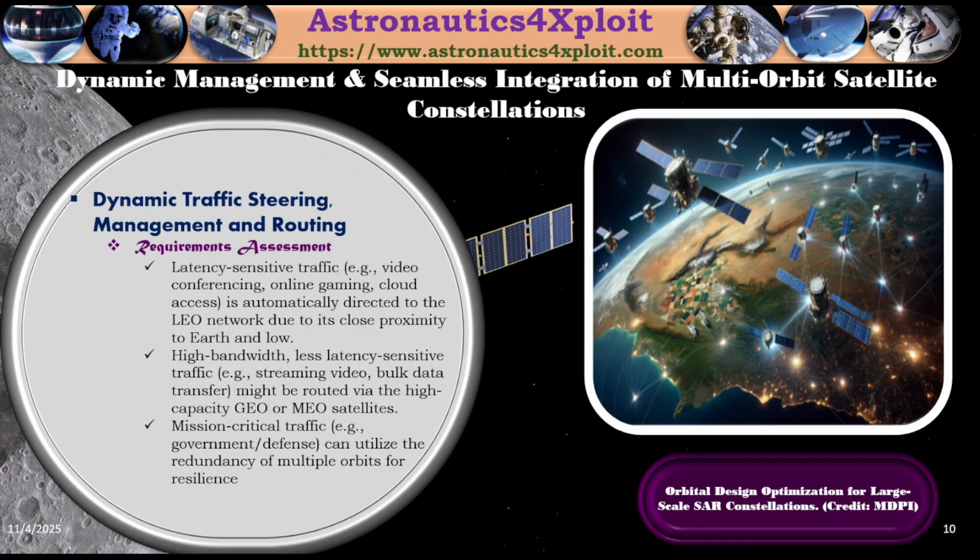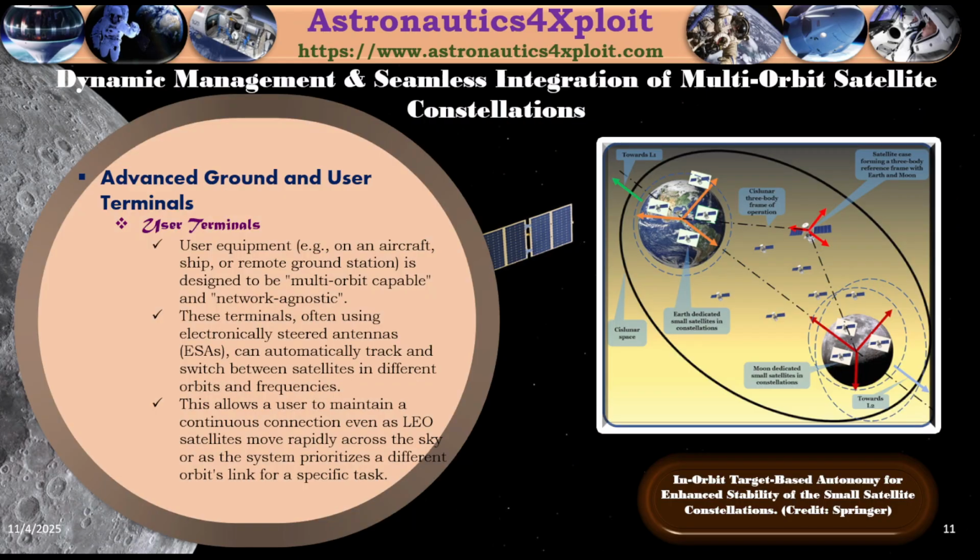Latency-sensitive traffic such as video conferencing, online gaming, and cloud access is automatically directed to the LEO network due to its close proximity to the Earth and low latency. High bandwidth, less latency-sensitive traffic such as streaming video and bulk data transfer might be routed via the high capacity geostationary Earth orbit or medium Earth orbit satellites. Mission-critical traffic can utilize redundancy of multiple orbits for resilience. Orbital design optimization for large-scale constellation is shown in this picture.